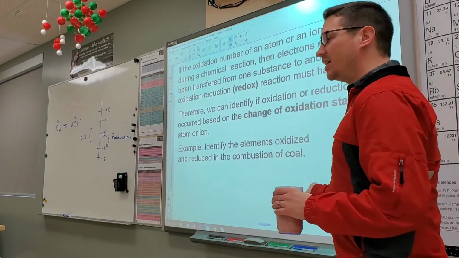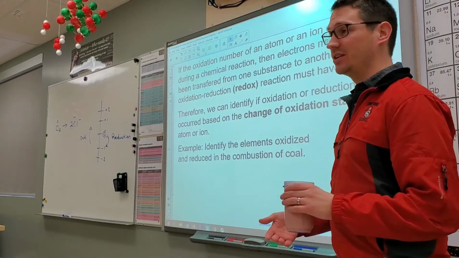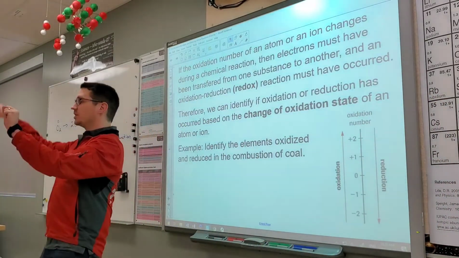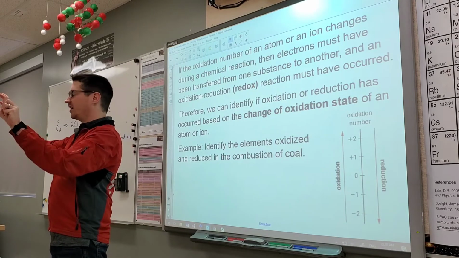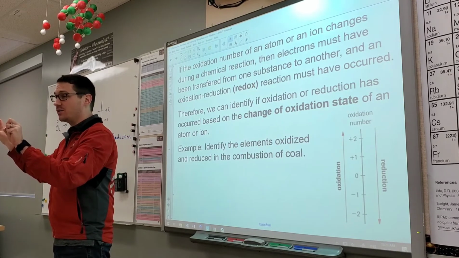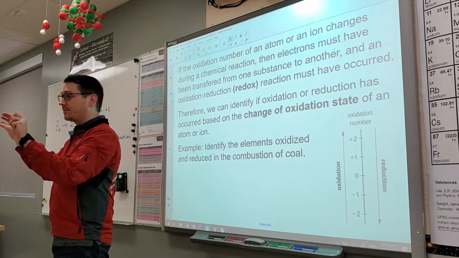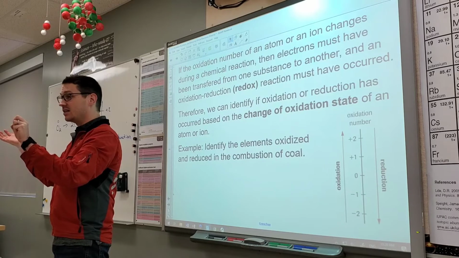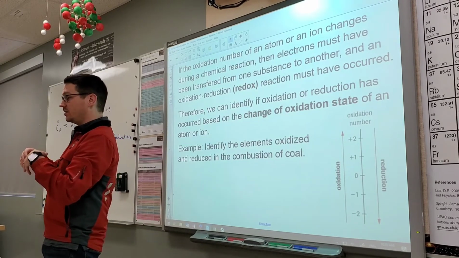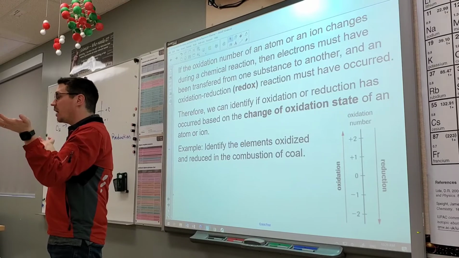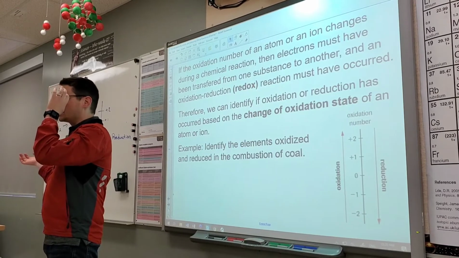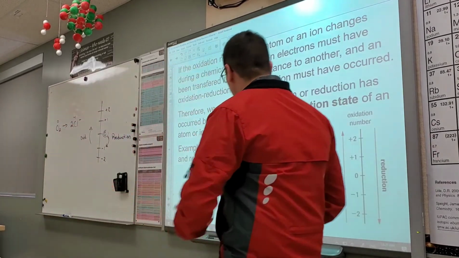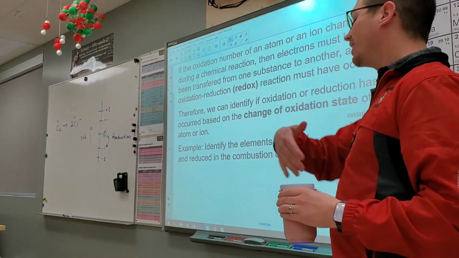Anytime you have oxidation, you have to have reduction. Does that make sense? If something loses electrons, if electrons leave something, what do you know has to also happen? Something else must have gained electrons. You can't have electrons just disappearing from nowhere. That would violate the law of conservation of mass, and that would also violate the law of conservation of charge as well. So you can't just have electrons disappear.